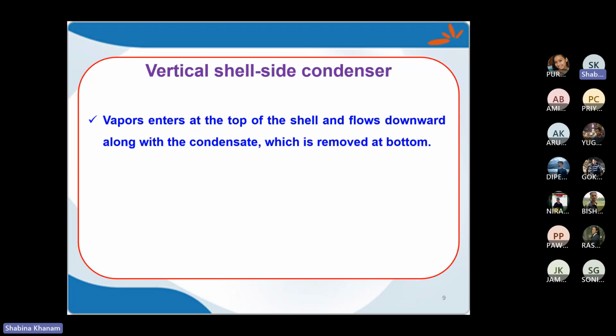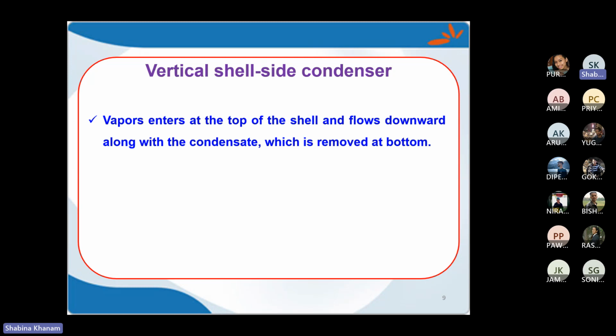Okay, so when I ask you that what is the usual movement of vapor or steam, you can tell that you understand that the natural movement of the vapor or the steam is upward because of the density. Okay, but here we enter the vapor from the top, which flows down. Okay, and condensate will exit from the bottom.